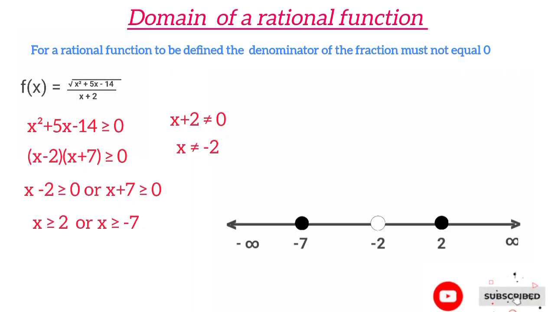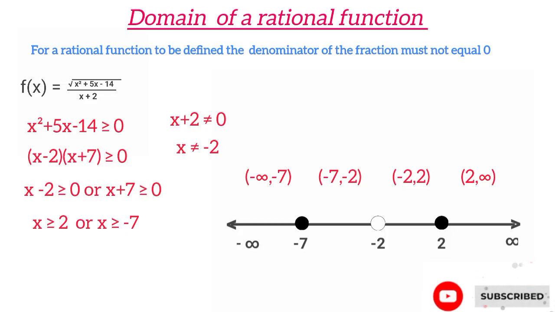We mark a closed circle at minus 7 and 2 since they are part of the domain, and an open circle at minus 2 since it is not part of the domain. On this number line, we have 4 intervals. So we are going to pick a test value from each of these intervals to substitute into this expression. For the first interval, let's use minus 8, the second minus 3, the third 0, and the fourth 3. Now, to make this easier, let's use the factorized form of this expression.